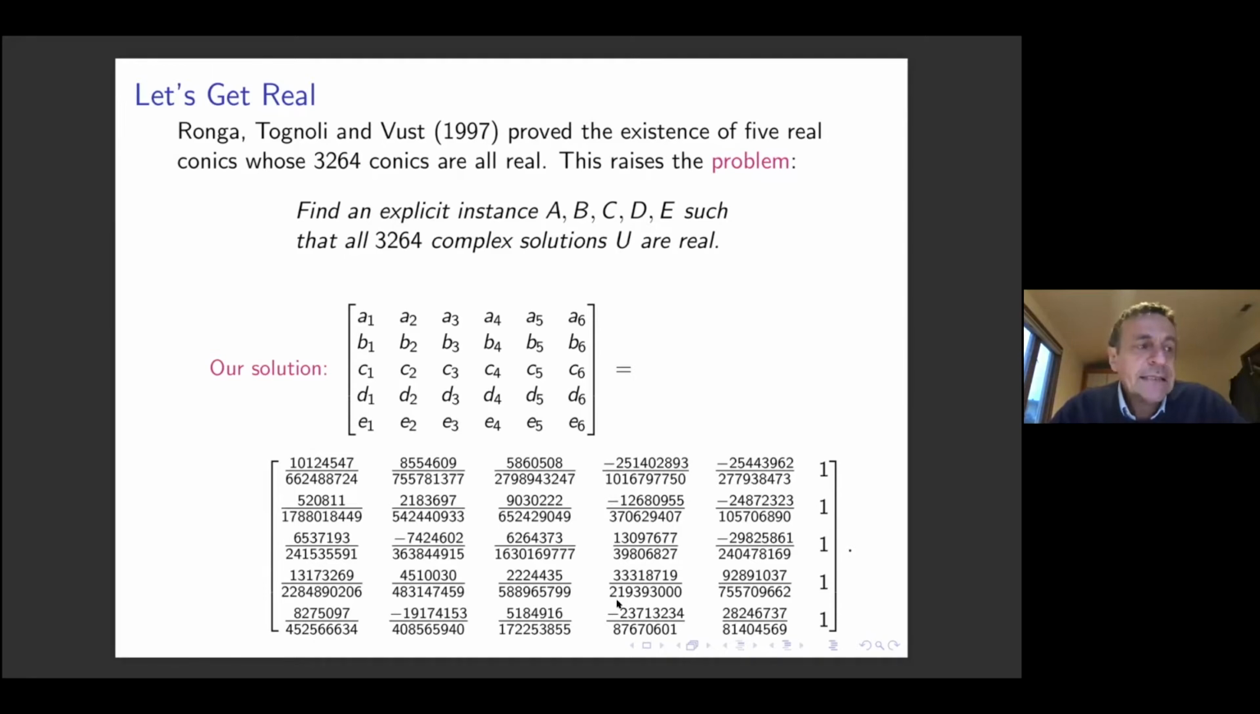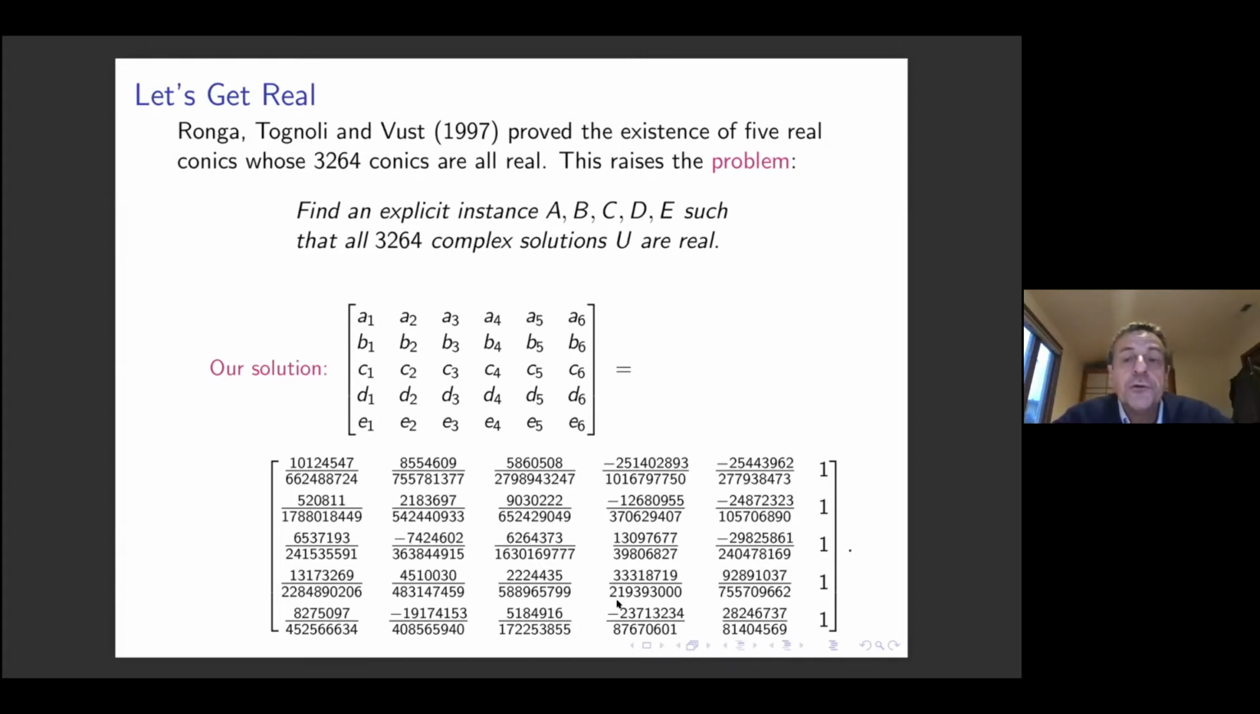One question you can ask: is there an instance of five given blue conics such that all 3,264 complex solutions are actually real? This was asked in the 90s and answered in a paper by Ronga, Tognoli, and Vust. They gave a theoretical, nonconstructive proof for the existence of five real conics such that all the solutions are real. So again, there exists a choice of five blue conics in the plane such that all red complex solutions are actually real. Now their proof was nonconstructive, so this raises the problem: can you actually find an explicit instance, with input A, B, C, D as I called it earlier, such that all the solutions are real?